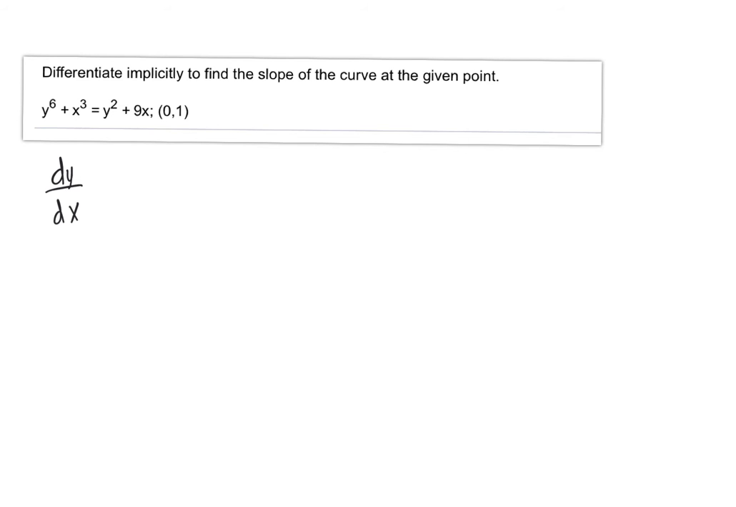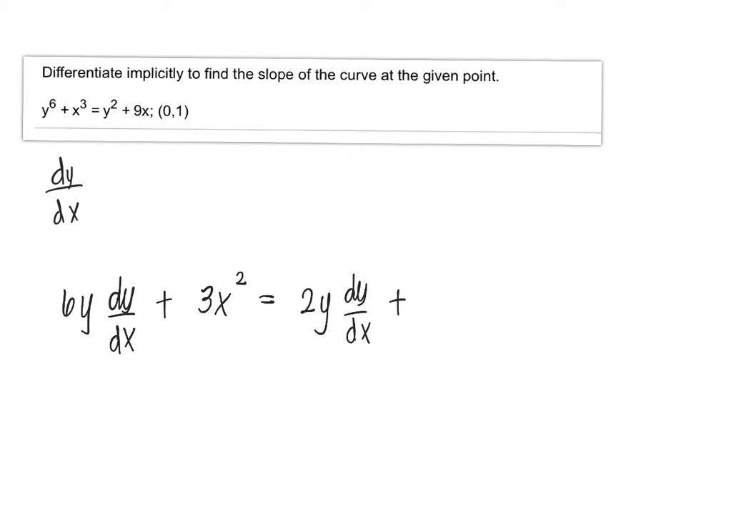For instance, y to the sixth up here, its derivative is 6y to the fifth, and it gets a factor of dy/dx because I differentiated the variable y, and I'm not respecting y, I'm respecting x. But x cubed, its derivative is 3x squared, and it does not get a dy/dx beside it since I'm respecting x. Equals 2y, it gets a factor of dy/dx beside it. Again, because we're not respecting y, we're only respecting x, plus 9.